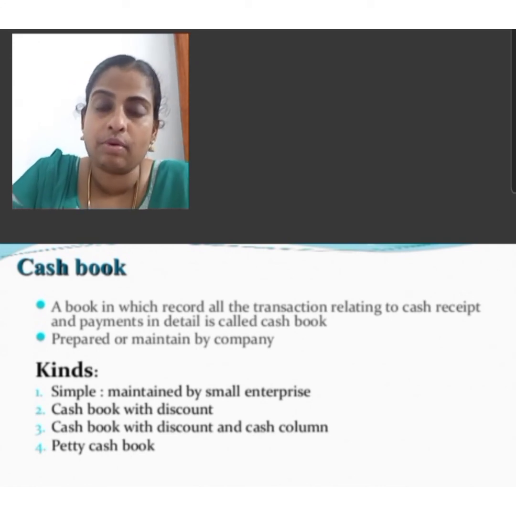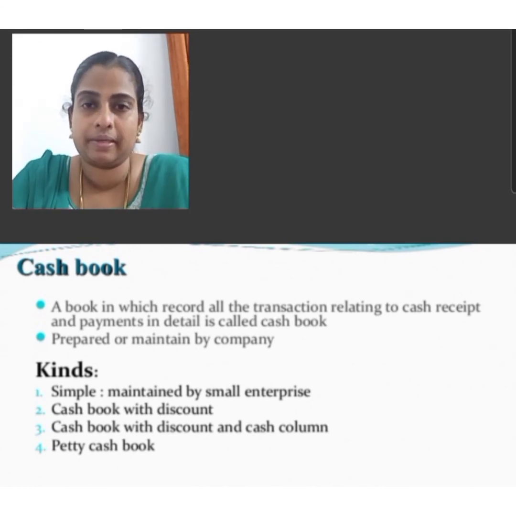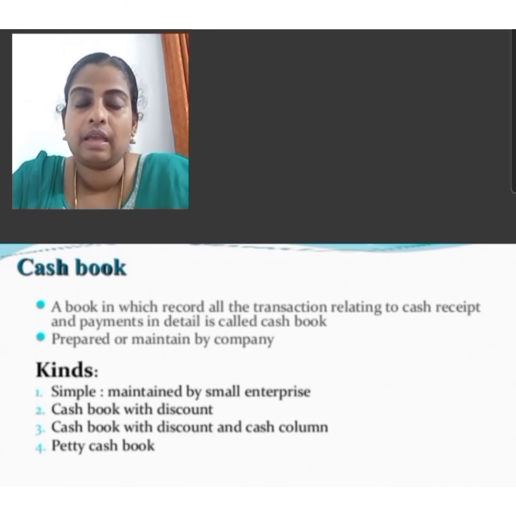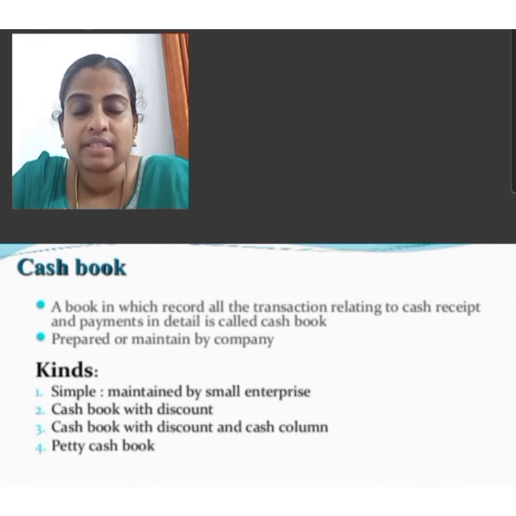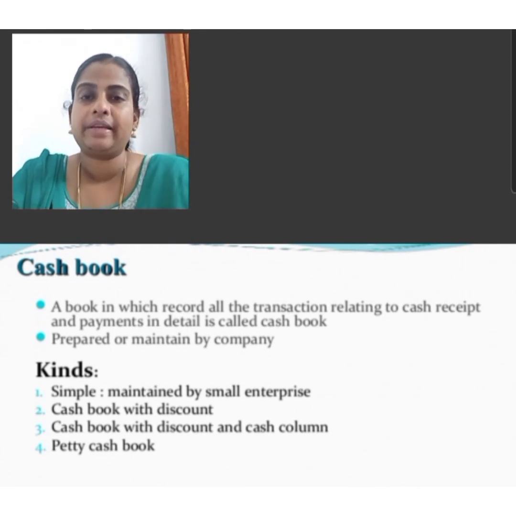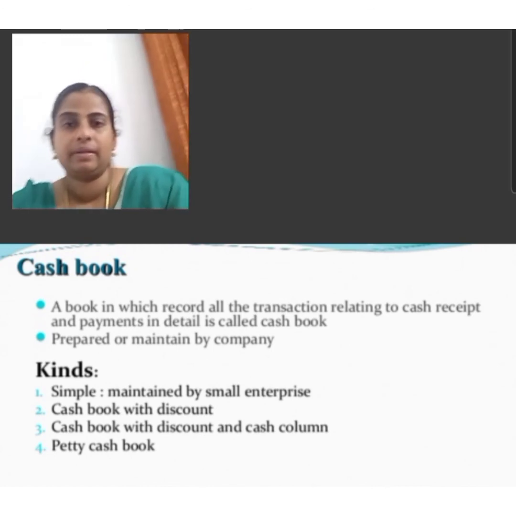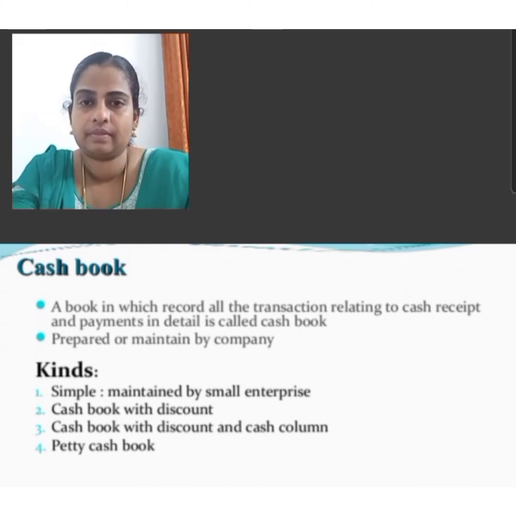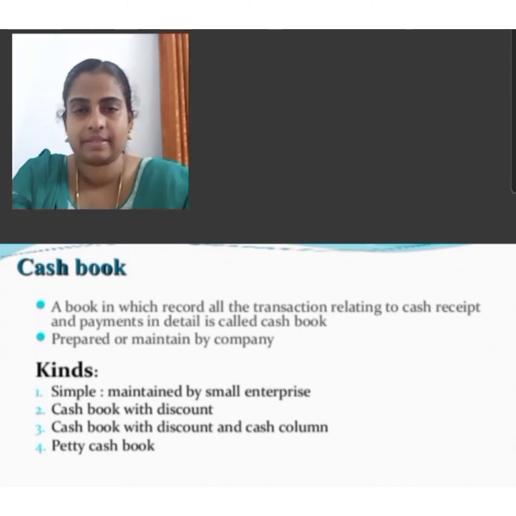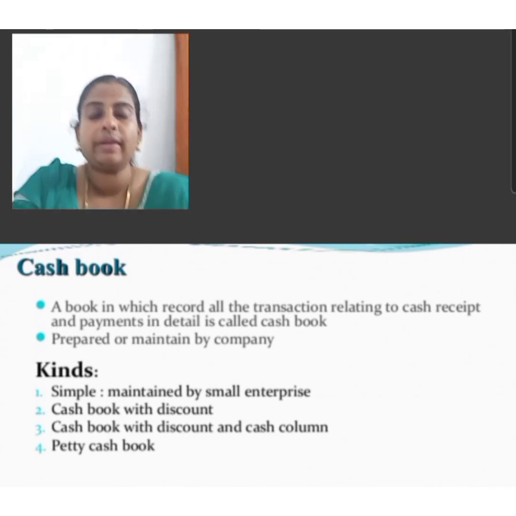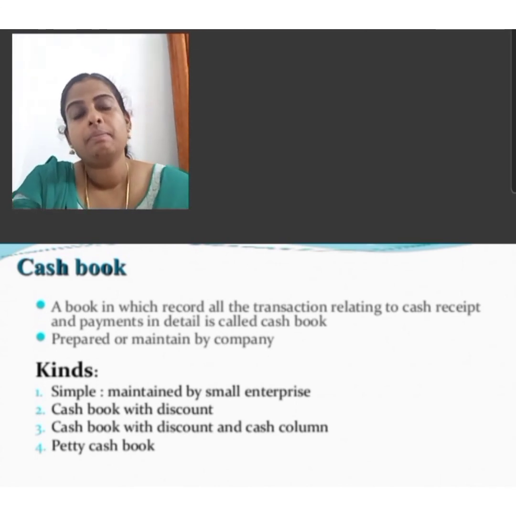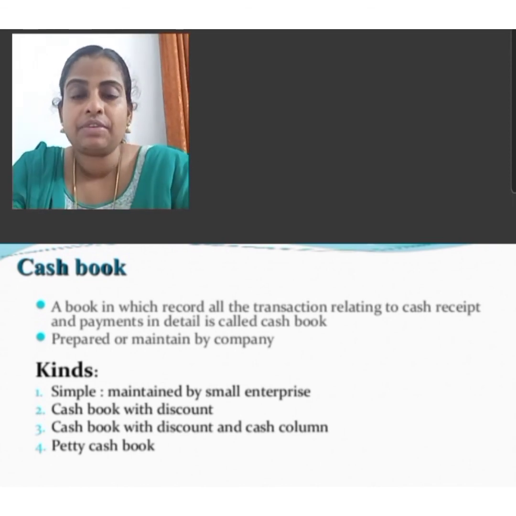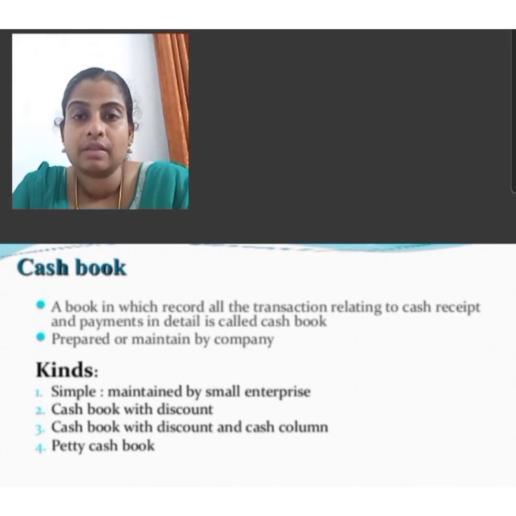Receipts may be in the form of cash or in the form of check. For example, cash sales, check received, interest received by check, commission received by check, or any amount received by check. These are important examples of receipts. Double column cash book is prepared to record both bank transactions and cash transactions. Single column cash book is prepared to record only cash payments.